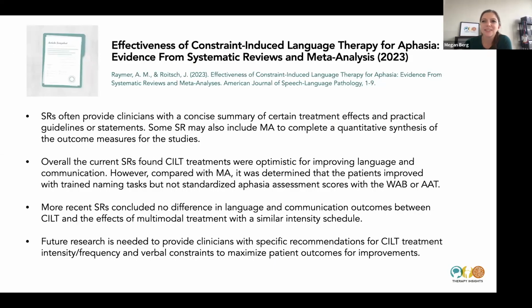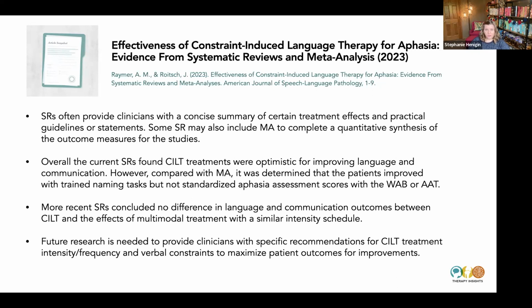All right, Stephanie, back to you to talk about more research related to aphasia. Yes, so this one is the effectiveness of constraint-induced language therapy for aphasia, evidence from systematic reviews and meta-analysis. And this was done in 2023, so very recent. I personally really like constraint-induced language therapy. I know we have a handful of them now in the resource library for people. So I'm not sure if you two have used them with patients, but I definitely do.